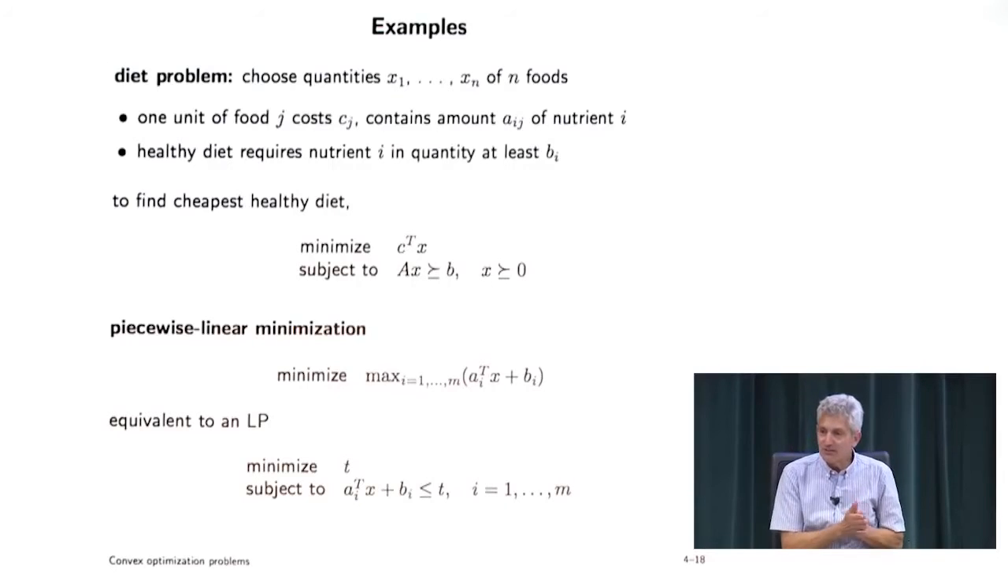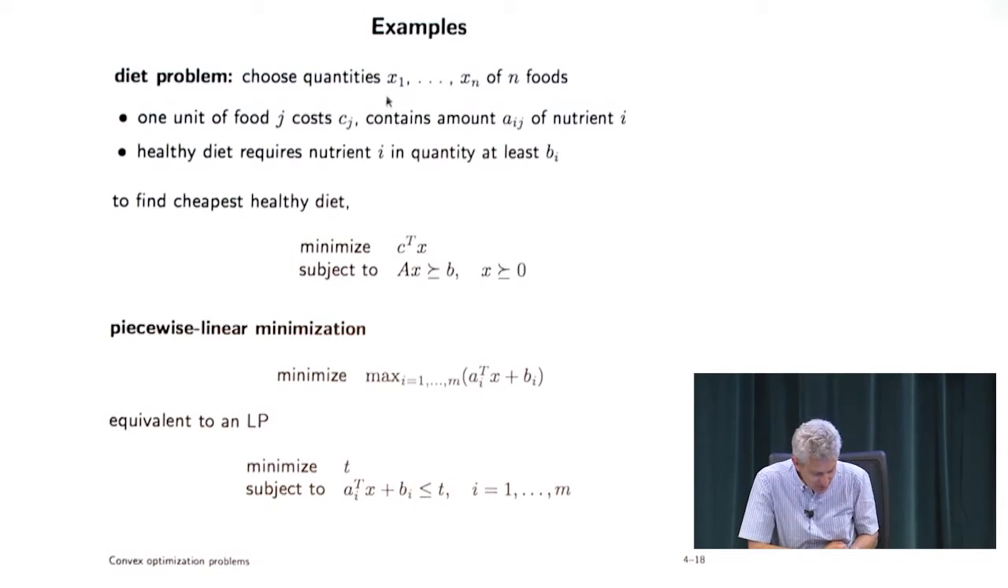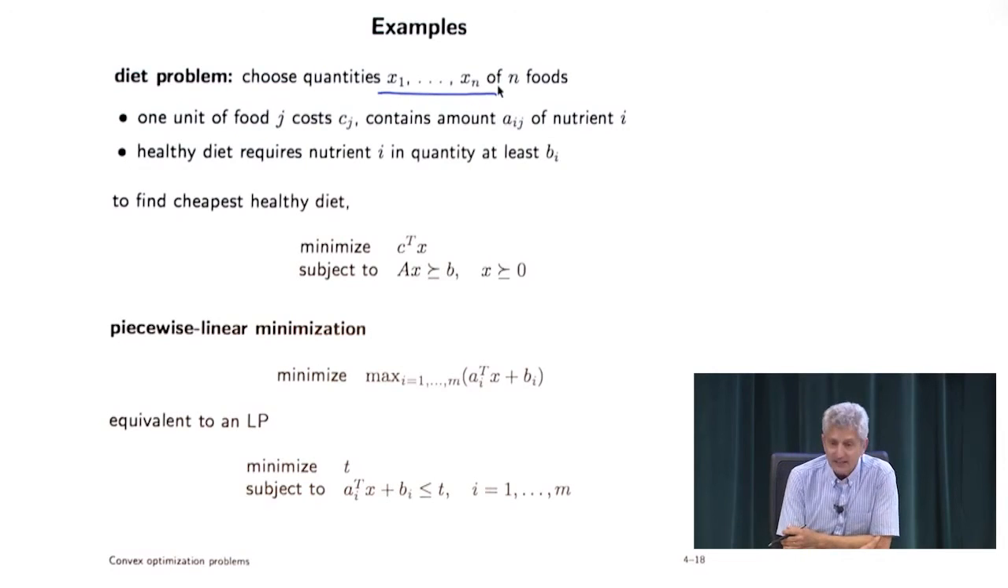Okay, so let's look at some examples, and the first one is historical. So it goes back, well, to 1948. And we're doing it just because it's historical. And here it is. So the original problem was something like this. You want to choose quantities x1 through xn of n foods. Okay, so these are the variables. And you're going to make a diet out of these, right? So it'll be 100 grams of this, 50 grams of that, 0 grams of that, something.